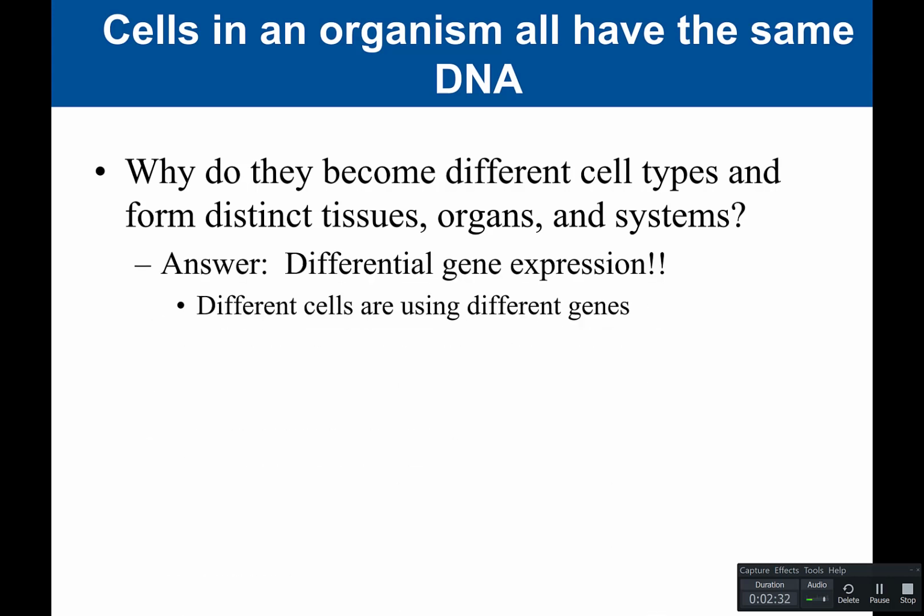The answer is differential gene expression. Different cells are utilizing different genes. So while all cells have the same DNA sequences, only certain genes are turned on or off in a particular cell. And that is what makes cells become different from one another. So while they have the same DNA, they are not producing the same proteins. Remember that the DNA is just the blueprint, but it's actually the proteins that are going to carry out the functions of the cell. And so this comes down to this differential gene expression, regulating which genes are turned on, meaning what proteins are being produced, and which genes are turned off, which means that those proteins are not produced.